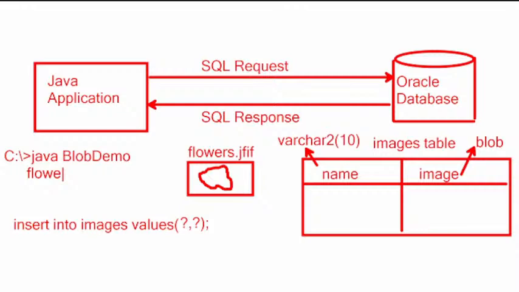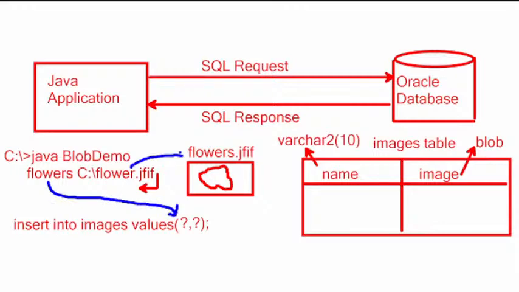Now suppose that is in C drive. Complete path, flowers dot jfif. If I write at the command prompt, two arguments I am passing. This one as it is, you can insert here. But this one as it is, you cannot insert. This one, open a file for reading through file input stream. Through file input stream, you can create and pass. Here, this image, it is file input stream.